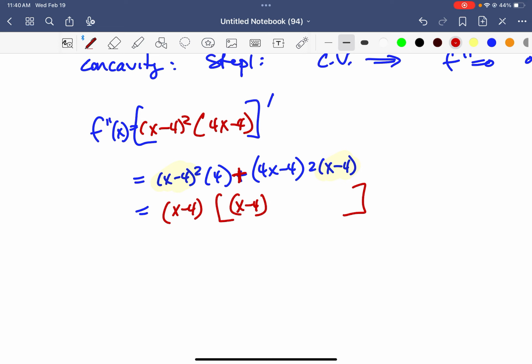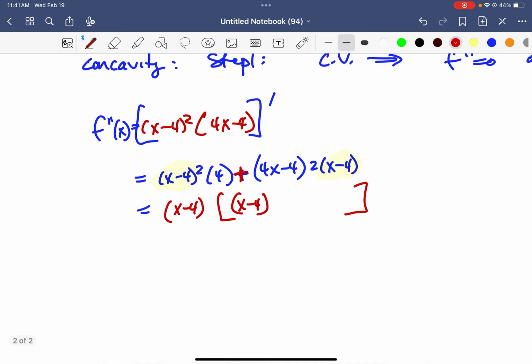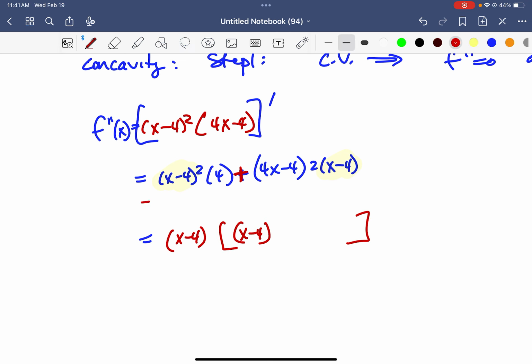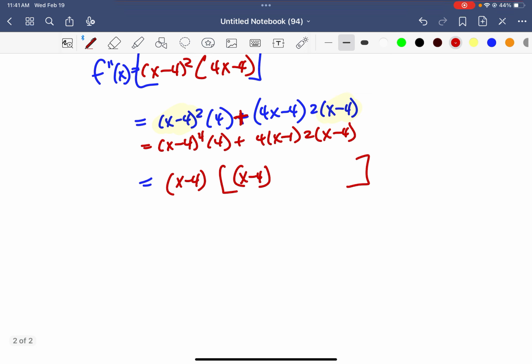Let's see, 1x minus 4. I think I can also pull out a 4. Because before I do any work, let me rewrite this as x minus 4 to the fourth with a 4. This is going to be 4 times x minus 1, 2x minus 4. I'm just going to pull out a 4 out of those. So that means not only can I pull out an x minus 4, I think I can also pull out a 4 out of both terms. So I'm going to pull that 4 up here and pull out this x minus 4.